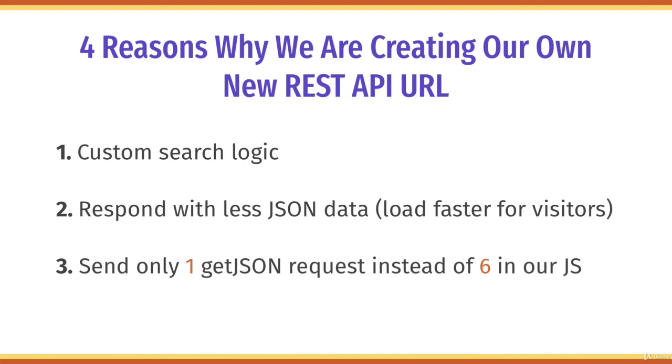Right, because the default API URLs only return a single post type at a time. Right, you've got one URL for posts, another for pages, another for professors. Whereas if we code our own new API URL, we can search and work with all 6 post types at once. So that can speed things up a bit as well.